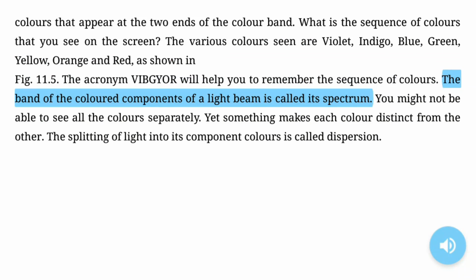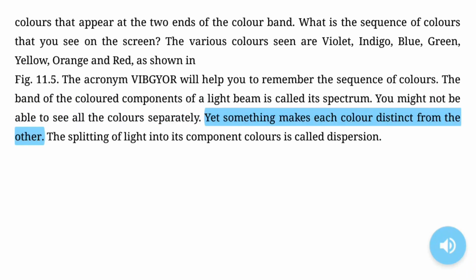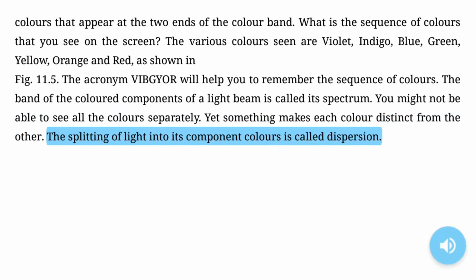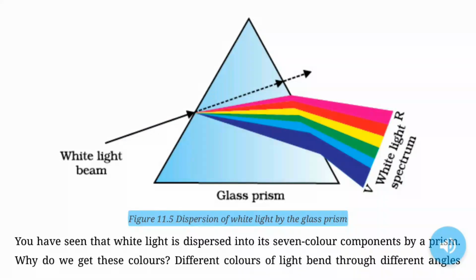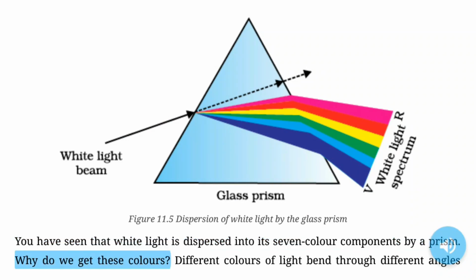The band of the colored components of a light beam is called its spectrum. You might not be able to see all the colors separately, yet something makes each color distinct from the other. The splitting of light into its component colors is called dispersion. Figure 11.5 Dispersion of white light by the glass prism. You have seen that white light is dispersed into its 7 color components by a prism. Why do we get these colors?